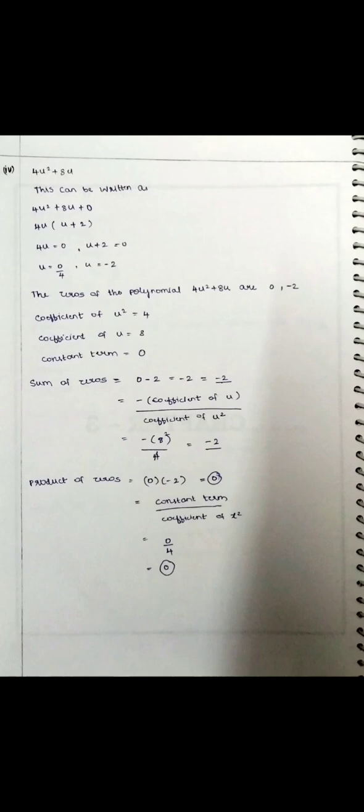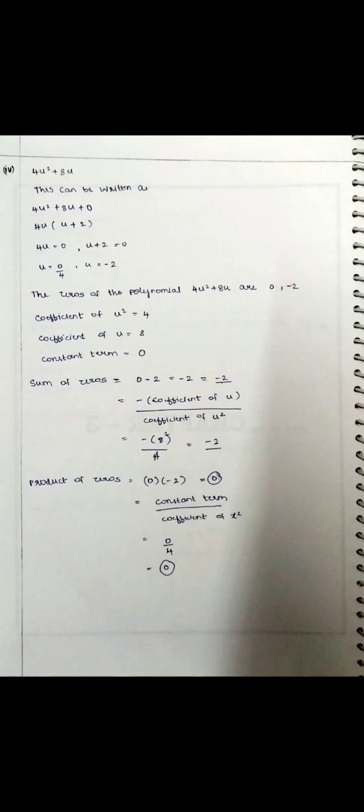If we check the sum of the zeros, 0 minus 2 is minus 2. What is the formula? That is minus of coefficient of x by coefficient of x square. What is the coefficient of x? It is written as 8 by coefficient of x square, which is 4. If we cancel that, we get minus 2. So this minus 2 is matching with the sum of the zeros, minus 2. That means we have verified that this formula is satisfying this condition.